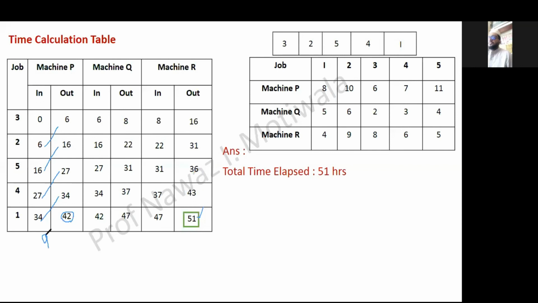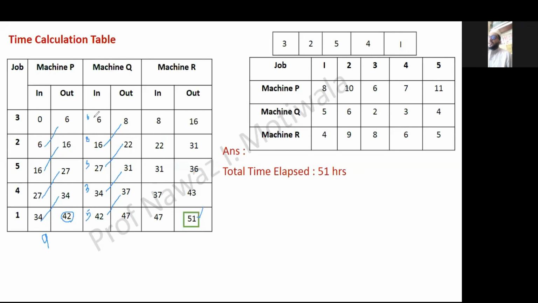Then let us proceed further for machine 2. Here you can see the in time itself is 6, so the first idle time will be 6. Then here it is 8 and here it is 16. So 8 and 16 there is a difference of 8 hours, so idle time will be 8. Then 22 and 27, here also there is a difference of 5, so idle time will be 5. Then 31 and 34, again there is idle time of 3. And 37 and 42, there is idle time of 5 again.